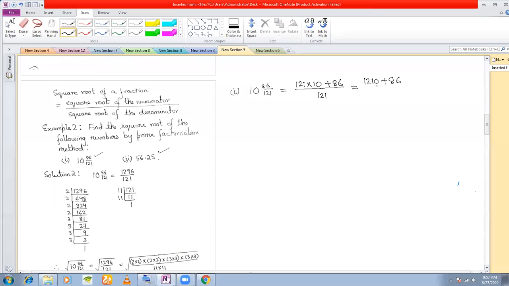plus 86 divided by 121, which is equal to 1296 divided by 121.